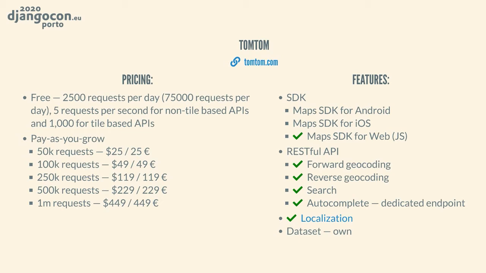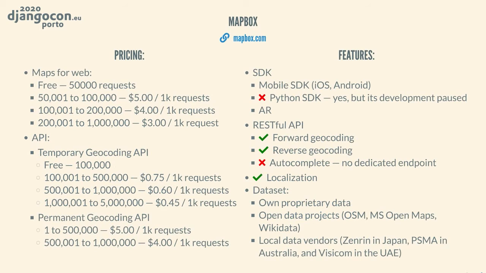RESTful API has forward and reverse geocoding, search, and a dedicated endpoint for autocomplete, and it has localization and uses its own dataset. Mapbox allows to use map 50,000 times for free, and it allows 100,000 requests to the temporary geocoding API and up to 500,000 requests to the permanent geocoding API.